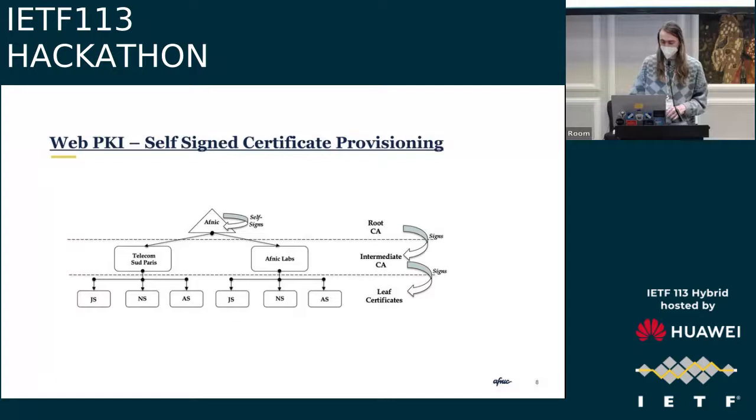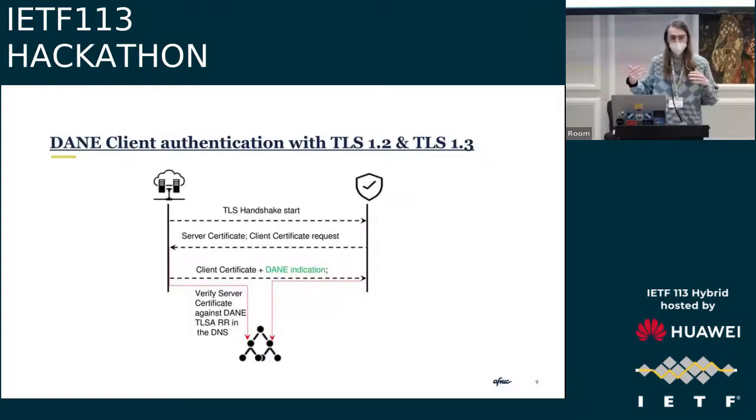So this is the architecture that we had before with a single root CA that is shared among all the peers. And this is what we have now. We are basically authenticating all peers using DNS, so DANE, and with the client ID extension. So that is working well, and we're kind of happy about that.